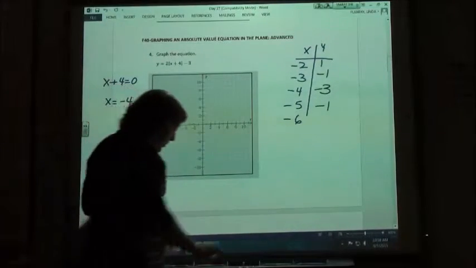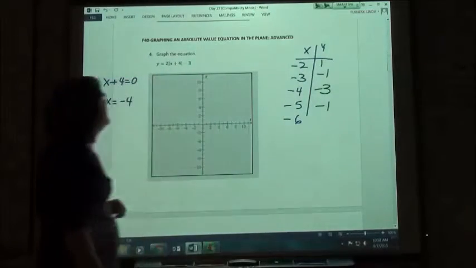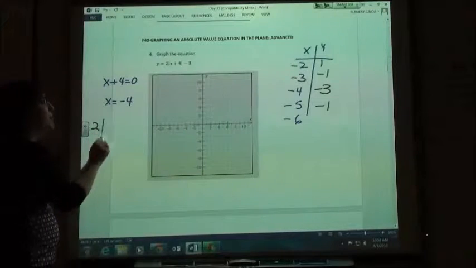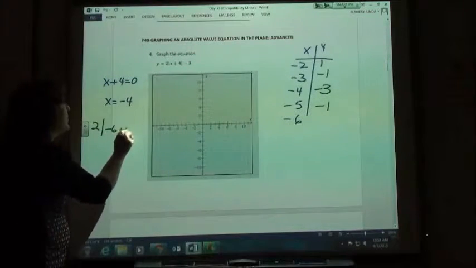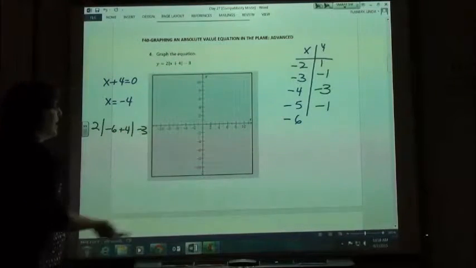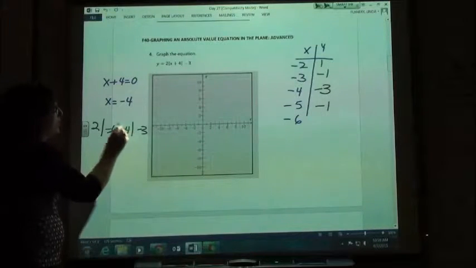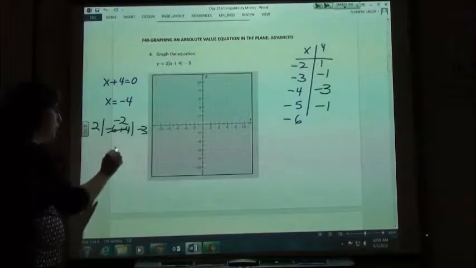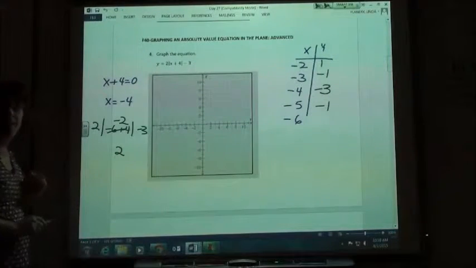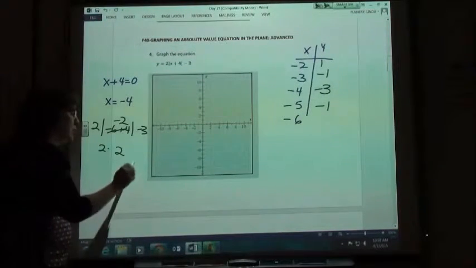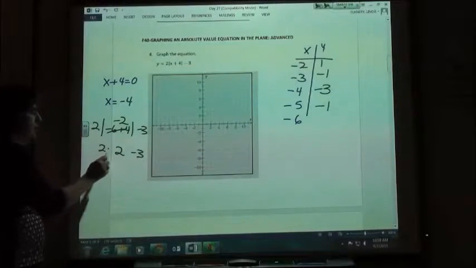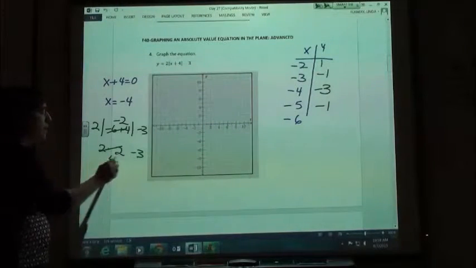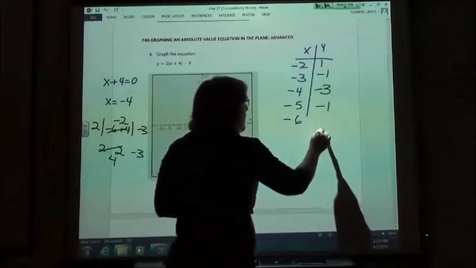You could probably guess what the next one is, but I'm going to work it out. 2 times the absolute value of negative 6 plus 4, minus 3. Negative 6 plus 4 is negative 2. The absolute value of negative 2, how far is 2 from 0? It's 2 places. So 2 times 2 minus 3. 2 times 2 is 4. 4 minus 3 is positive 1.